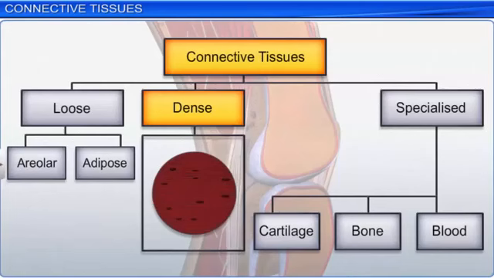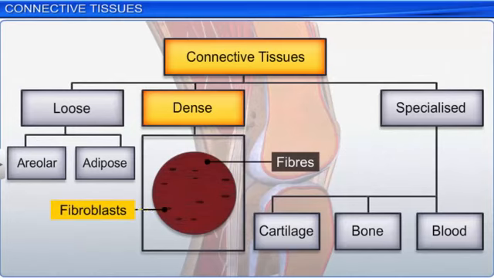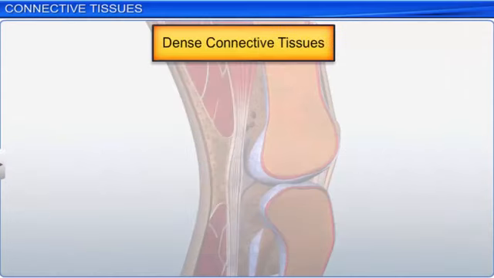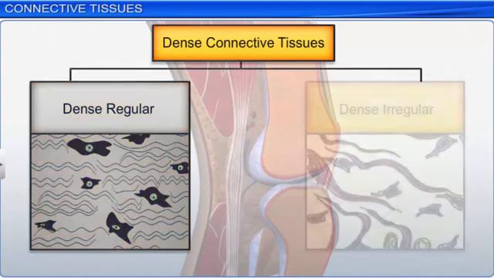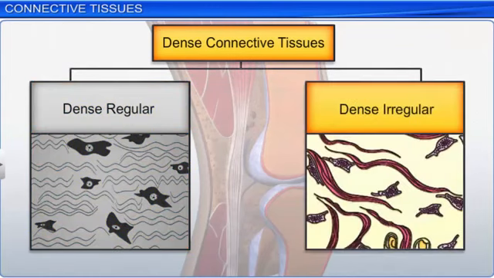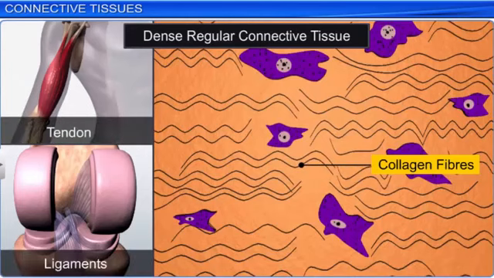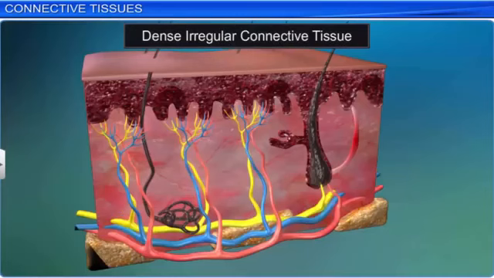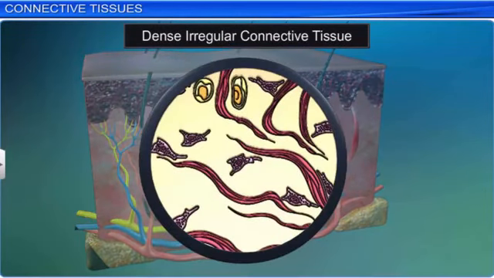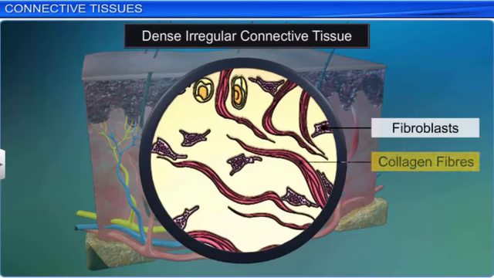In dense connective tissue, the fibers and fibroblasts are compactly arranged. This tissue is further divided into dense regular and dense irregular tissues depending on the orientation of the fibers. In dense regular connective tissue, collagen fibers are present in rows between parallel bundles of fibers, as in tendons and ligaments. In dense irregular connective tissue, the fibroblasts and fibers orient differently, as in skin.